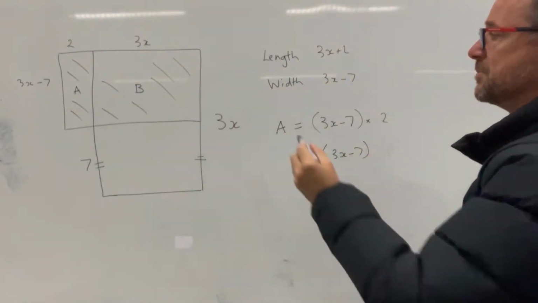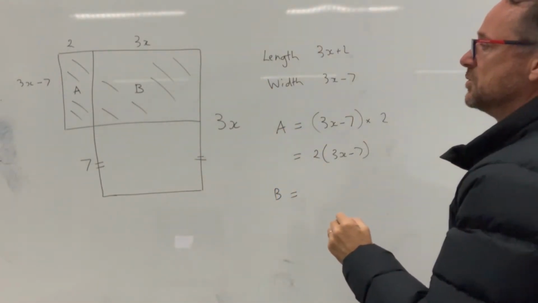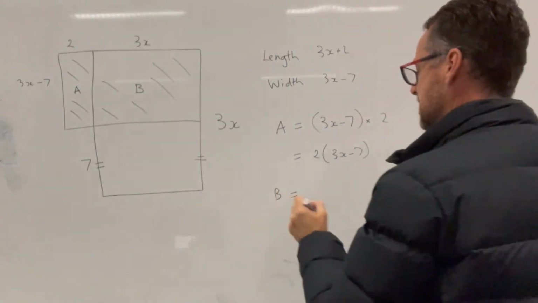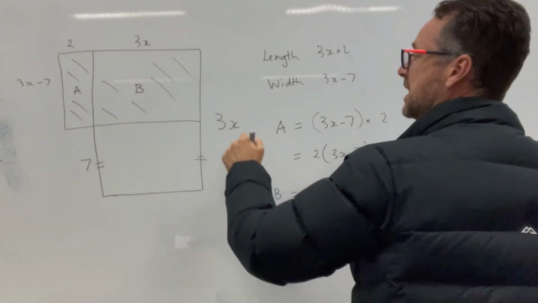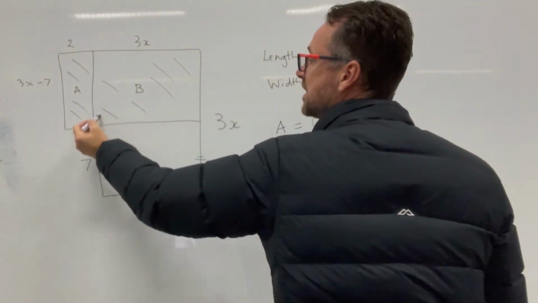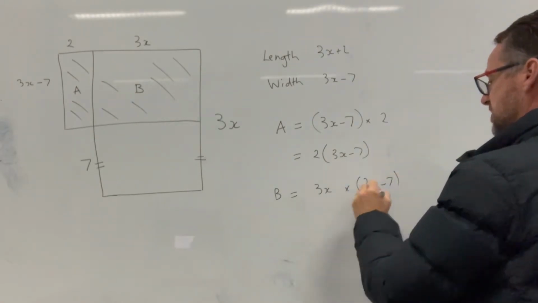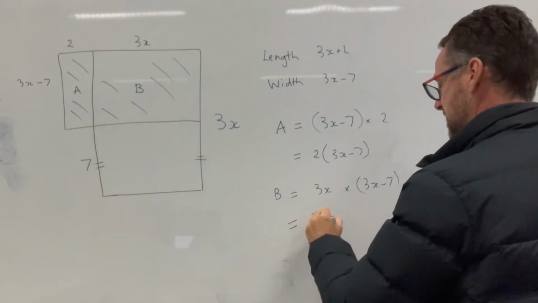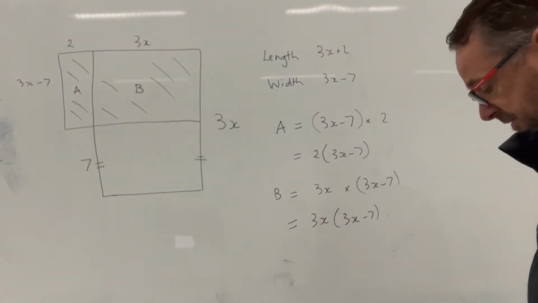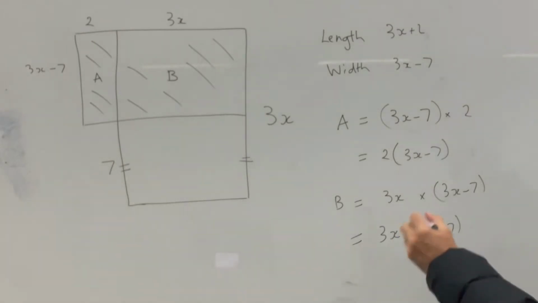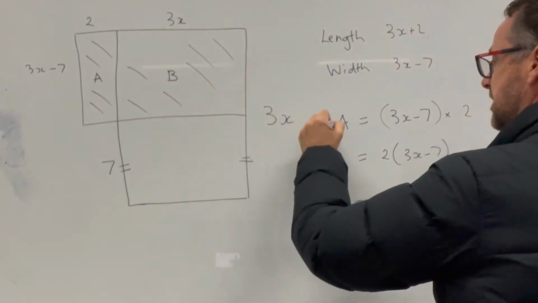And then part B would be the 3x, and that would be multiplied by this length here, which is 3x minus 7. Again, we'll protect it like that, and that becomes 3x(3x minus 7) as such. Now, that's the area of B, and that's the area of A.